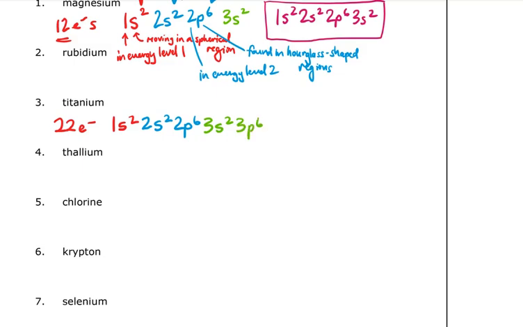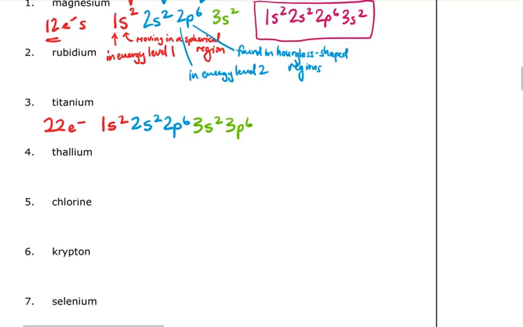If I stop at any point, I should be able to add up those superscripts and know exactly how many electrons I've accounted for, described in terms of their energy level and the shape of the region they occupy within that energy level. So I can add up those superscripts: 2 plus 2 plus 6 is 10, plus 2 plus 6 is 18 total. So I've got 18 electrons accounted for. I still have 4 more to go.